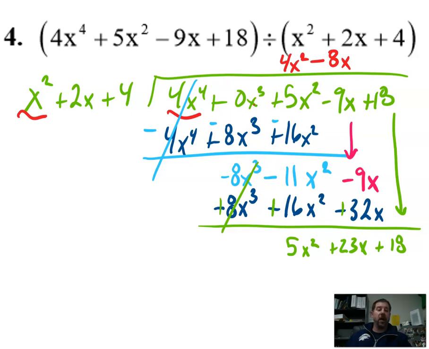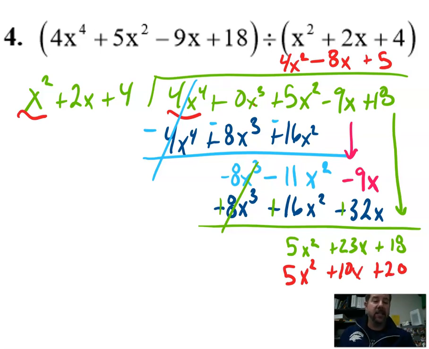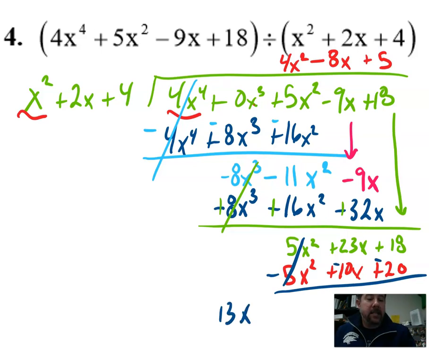And now I'm going to do this one last time with the 2 fronts right here with the 5x squared and the x squared. What do I have to multiply this by? Hopefully you said 5. When I multiply by 5, I get 5x squared plus 10x plus 20. Distribute the negative again. And we end up with 13x minus 2. And now there's nothing left to bring down, so that is our remainder, right?